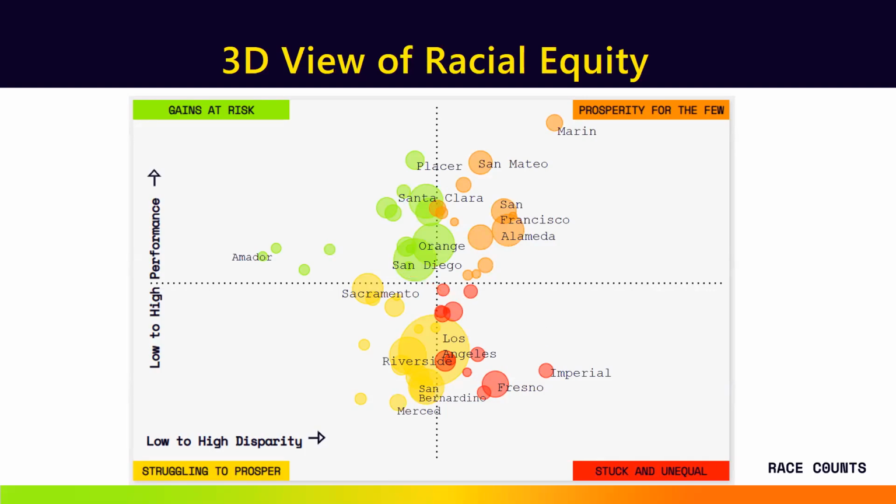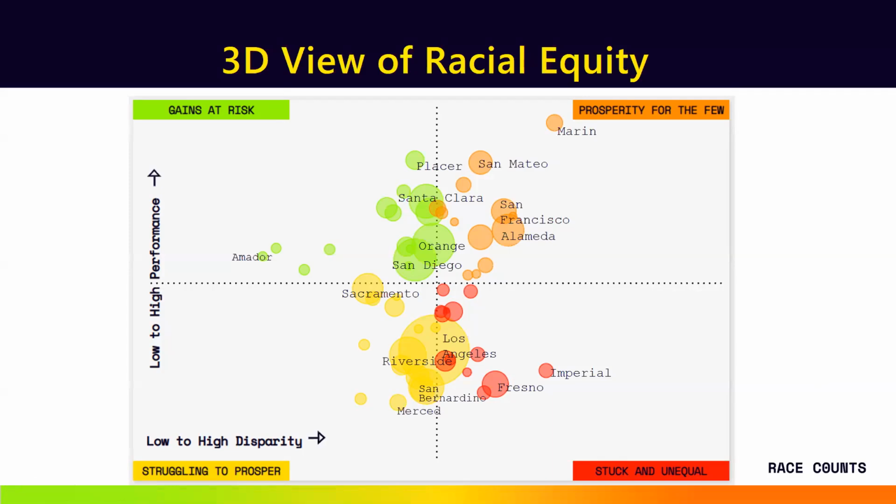For example, the county that might have an overall high school graduation rate on average, but might represent graduation rates for white, Asian, and Filipino students. If you go across to the way bottom left, the yellow bubbles represent the counties that have low performance overall, but smaller levels of racial disparities. These counties are what we call struggling to prosper, meaning that everyone in the county is really struggling to get a leg up, but the gap in performance between white communities and communities of color is smaller. These are the counties that could use an overall lift.